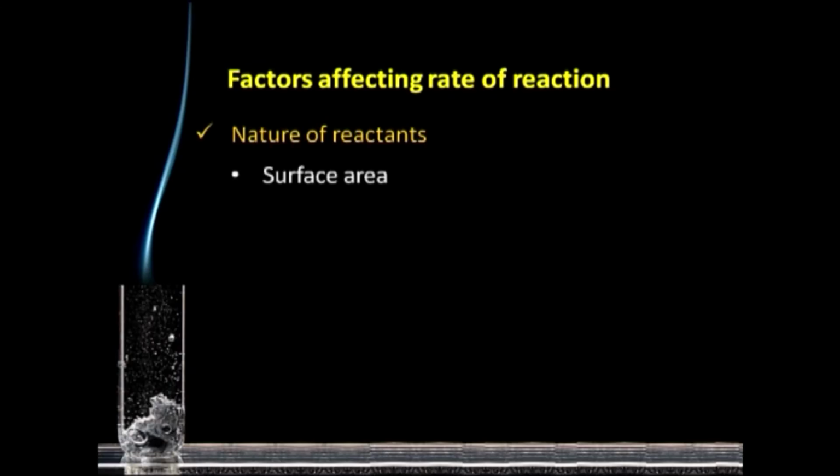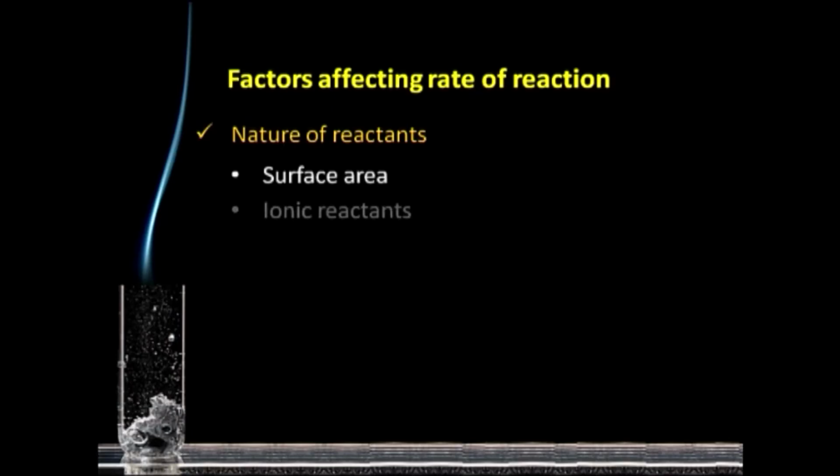Let us look at some of the factors that affect the rate of reaction. One is the nature of reactants. If I have a solid reactant, surface area comes to my mind, because if I use granular reactant and compare the rate at which that reacts with the powdered form of the same reactant, I see the difference. Surface area matters a lot. Surface area gives us higher area of contact between the reactants.